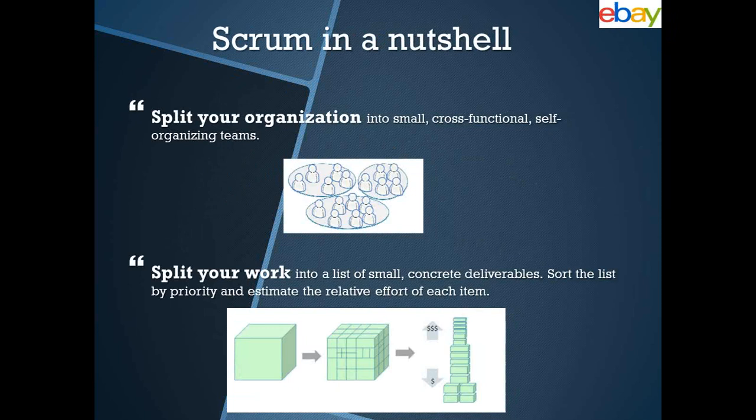So coming into Scrum, how does Scrum work? Scrum in a nutshell. So what do Scrum teams do? First of all, they split your organization into small cross-functional self-organizing teams. And after you split the teams, you split your work into small tasks, into concrete deliverables, and sort the list by priority.